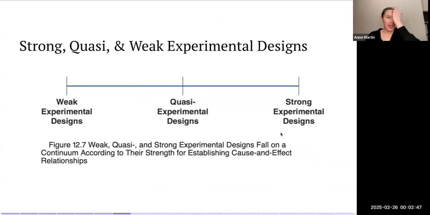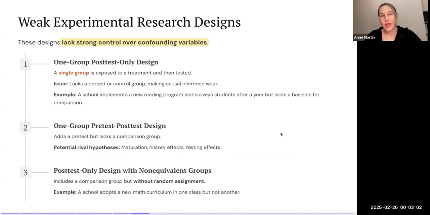So this is in the text, the continuum of weak to strong experimental designs. And so we're going to talk about some of the components of each and what makes some designs weak and what makes some strong. So starting off with weak design, they do manipulate the independent variable. However, they lack control over the confounding variables. And one example would be one group, post-test only design. So there is no group to compare it to, and you also don't have a pretest to compare it to.